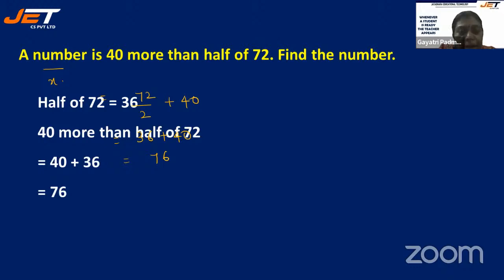Perfect. All right. So just understand, you're taking the number as x. It is 40 more than means plus, less than means minus, right? So more than half of 72. What is half of 72? Half of 72 is 36. So 36 plus 40. Therefore, the number is 76.